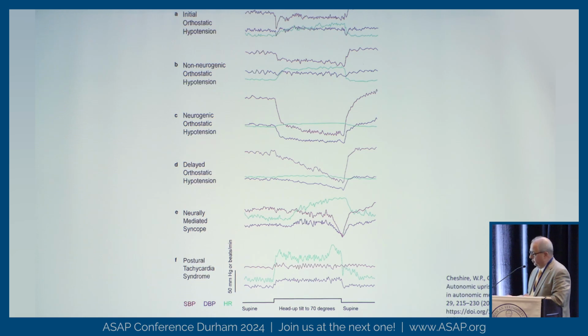There are various types of syncope. And also, some patients have this entity where the blood pressure stays the same or slightly goes up, but the heart rate jumps up by more than 30 beats per minute. And that's a condition that's called postural orthostatic tachycardia syndrome, or POTS.